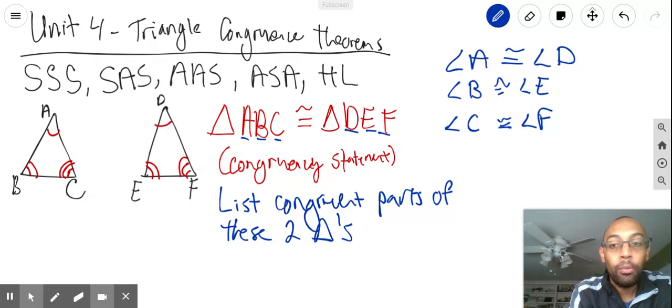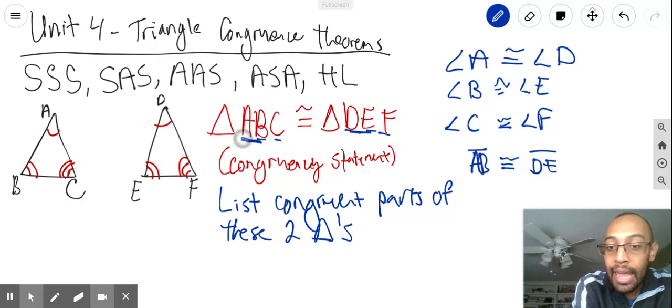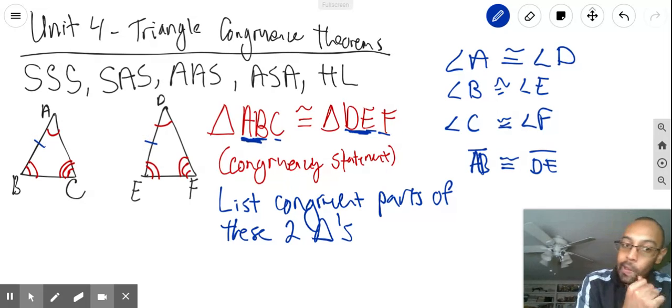If I'm looking at segments, the segments of the triangles themselves, I can make the following comparisons. Segment AB is going to be congruent to segment DE, because A is followed by B and then D is followed by E, so that segment is congruent. And I can note that by putting a little tick mark. So those segments are congruent to each other.